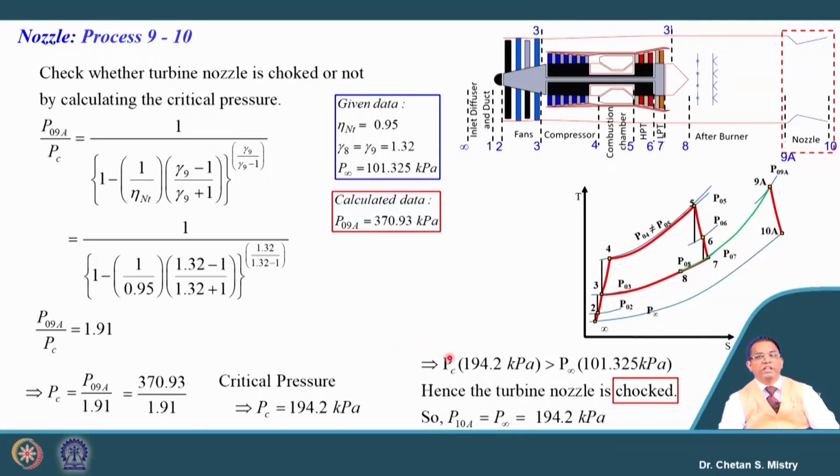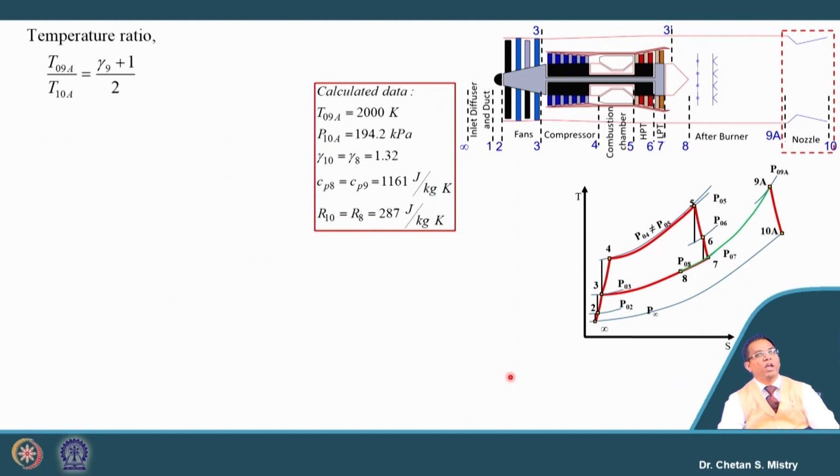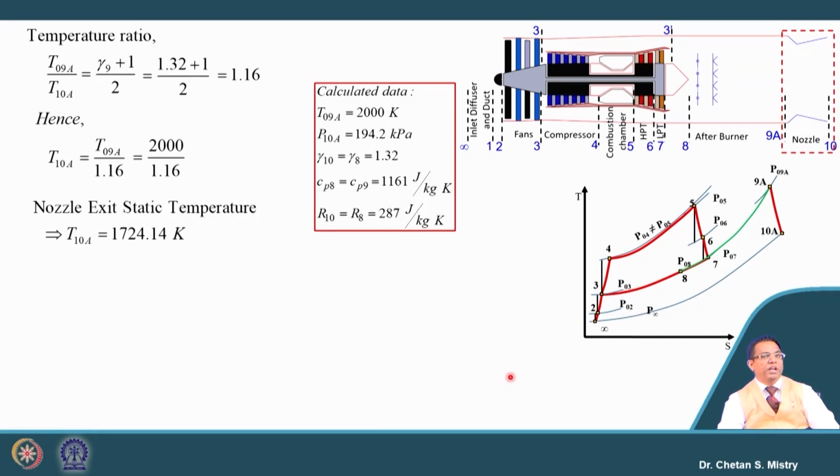Here in this case it says my critical pressure is greater than the atmospheric pressure. That is the reason why exit pressure will be equal to critical pressure, and this critical pressure we can say is 194.2 kilopascal, and we have this nozzle in a choked condition. So, for that condition we can calculate what will be the exit temperature. Be careful, since now we have the incorporation of afterburner, my exit temperature will be different from the previous cycle, and this exit temperature is coming 1724.14 Kelvin.